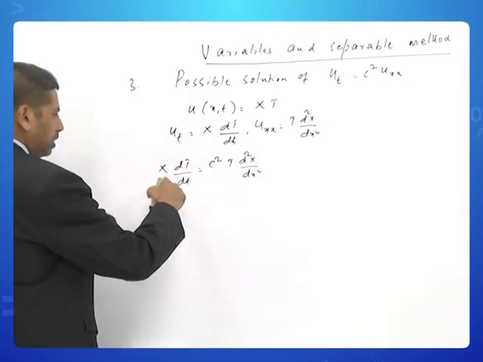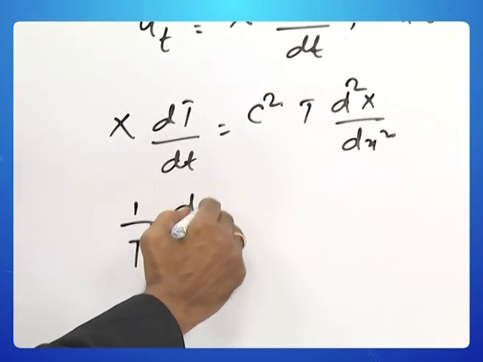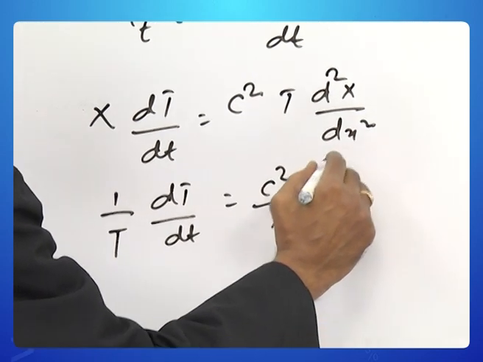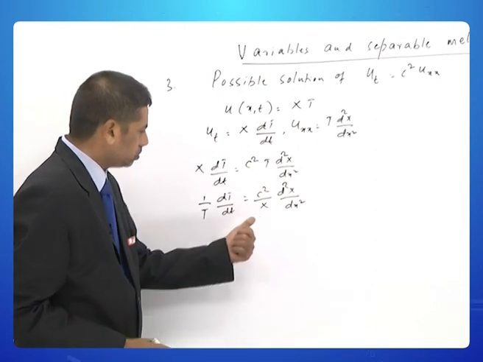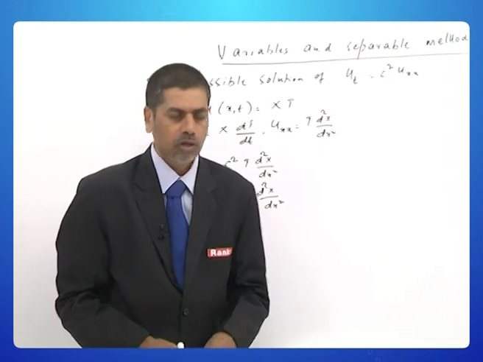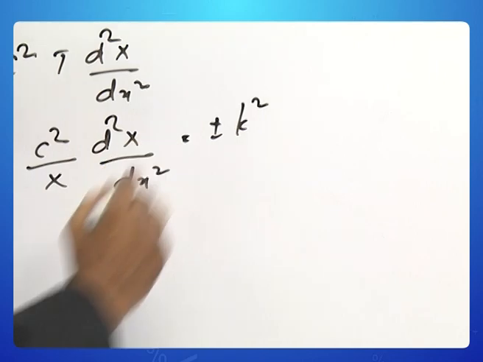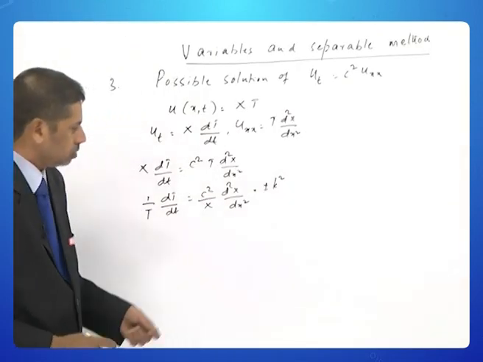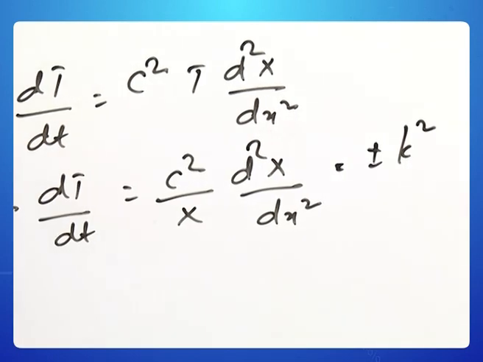So, put the capital T and capital X on opposite sides. You will have 1 by capital T dT by dt is equal to c square by capital X d square X by dx square. Now, the separation of the x's and t's is now over. So, you can now have two options of equating to plus k square or minus k square. Now, let us take one case, let us take minus k squared.